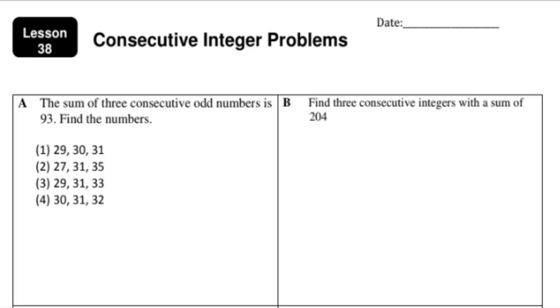Letter A, the sum of three consecutive odd numbers is 93. Find the numbers. And here are multiple choices, our favorite. So even if you barely know anything about what consecutive numbers are, you do know some information about this problem, so let's see if you can do it. Use your calculator. Letter B says, find three consecutive integers with a sum of 204. Find three consecutive integers with a sum of 204. If you're ready, we're going to pause the video and go over some notes a little bit below.